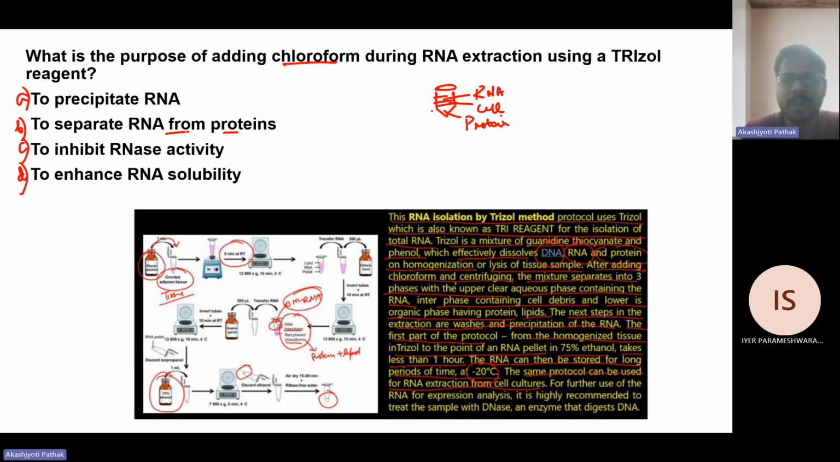After adding chloroform and centrifuging, the mixture separates into three phases. The upper clear aqueous phase contains the RNA, the interface contains the cell debris, and the lower organic phase will have the protein and the lipids. So you can easily collect the aqueous phase, and in the aqueous phase you will obtain the RNA molecules. So the purpose of adding chloroform is to separate the RNA from the proteins.